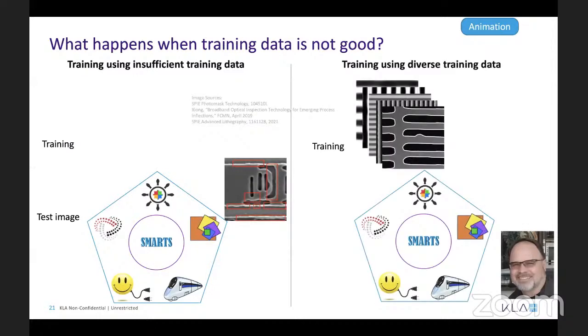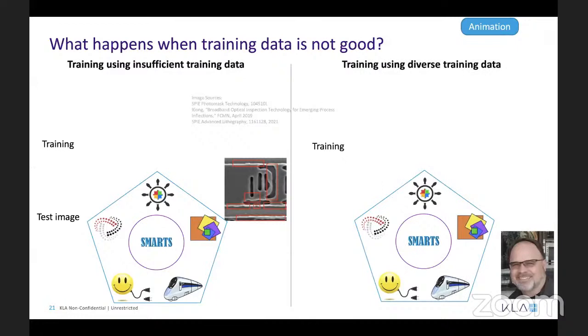However, if I have a good training set with a variety of images of defects, then I can train a good model. And again, like I said, this is not unique to us. This is a general problem that AI has.